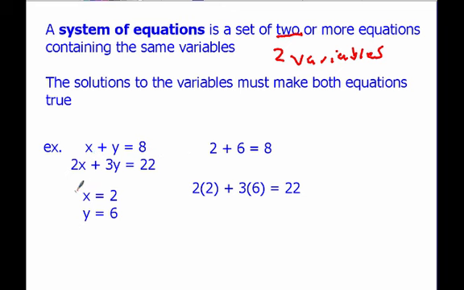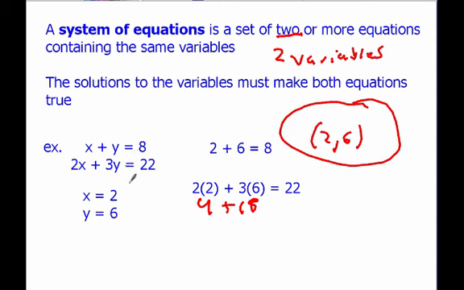So for example, if I say x is 2 and y equals 6, well, 2 plus 6 equals 8. Okay, that works. 2 times 2, that's 4, and 3 times 6, that's 18. 4 plus 18 equals 22. So the solution 2, 6 works for both of these. It works for this equation here, and it works for this equation here. So that means this is the solution to this system. In fact, this is the only ordered pair that works.